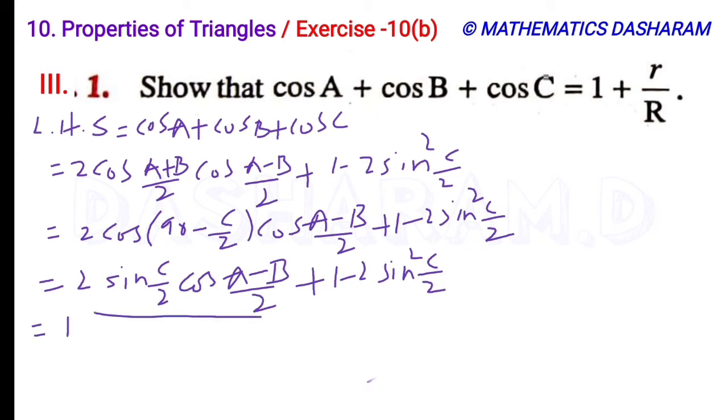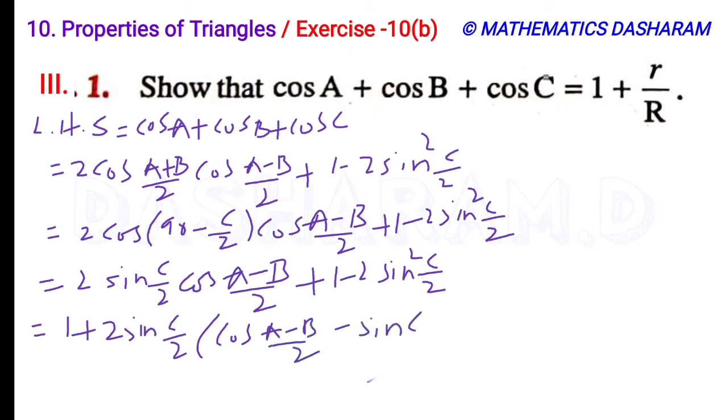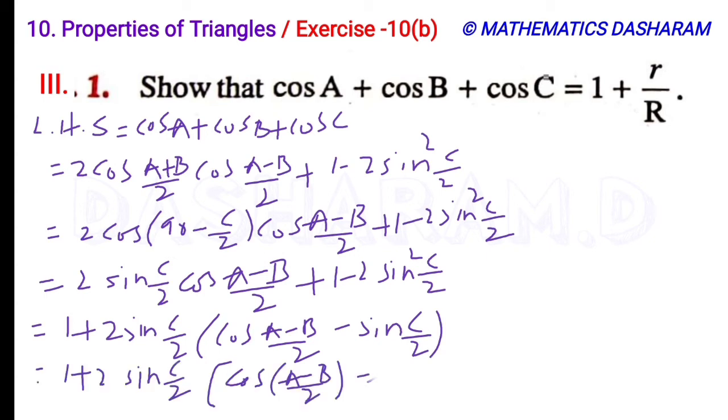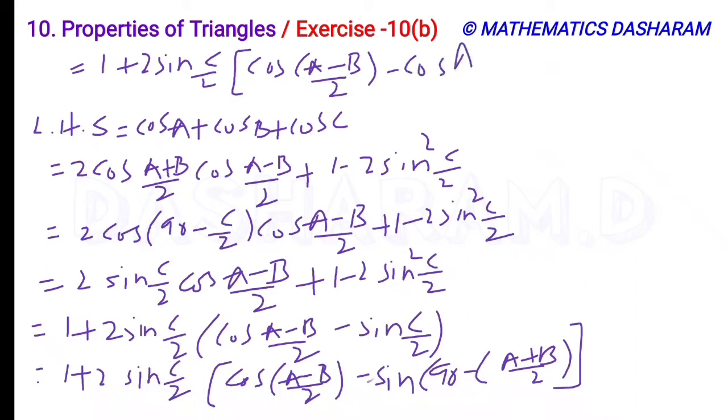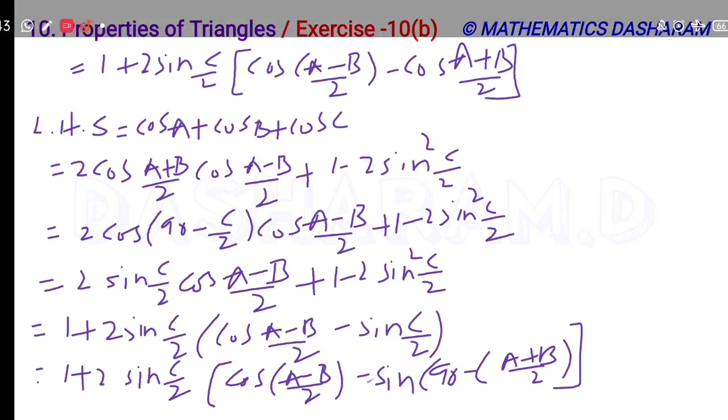Next from these two terms we can take the 2 sin theta, 2 sin C by 2 common. So then here cos A minus B by 2 minus sin C by 2. So sin at the place of C by 2 we can write as 90 minus bracket of A plus B by 2. It is equals to 1 plus 2 sin C by 2 bracket of cos A minus B by 2 minus sin 90 minus theta is cos theta. So then cos A plus B by 2.